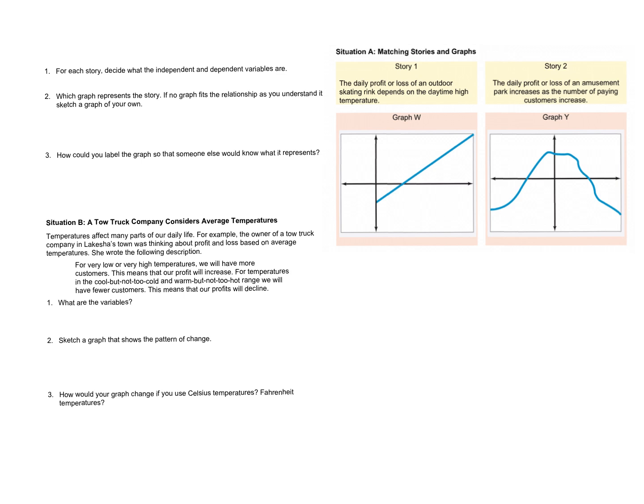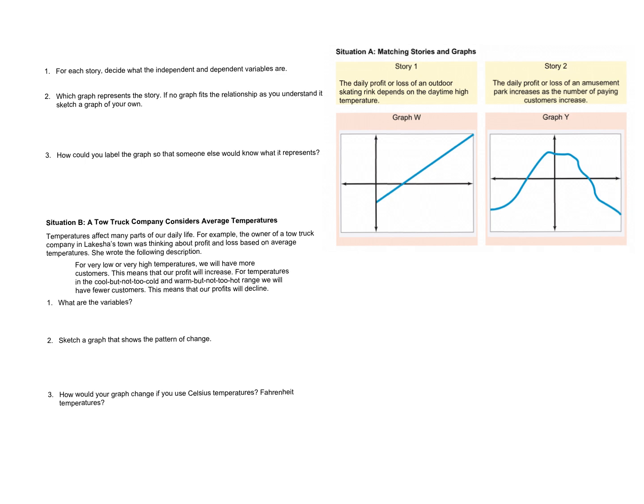So in both of these graphs, we're going to put profit on the y, and on graph W, we're going to put number of paying customers on the x, and on graph Y, we're going to put temperature on the x-axis.